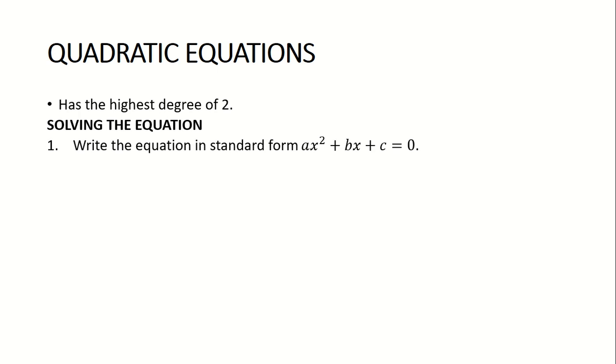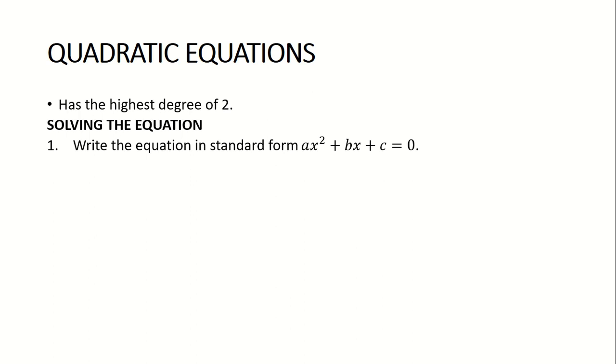Now solving the equations. First step, write the equation in standard form. This is the standard form of the equation where you have ax squared plus bx plus c, to make sure that on one side you only have 0. It doesn't matter which side you put your 0 on, by the way. Then you need to find ways to simplify and make sure that on one side you have 0. For now, I'm just going to be working more on the left hand side, so I'll make sure that on the right hand side I always have 0.